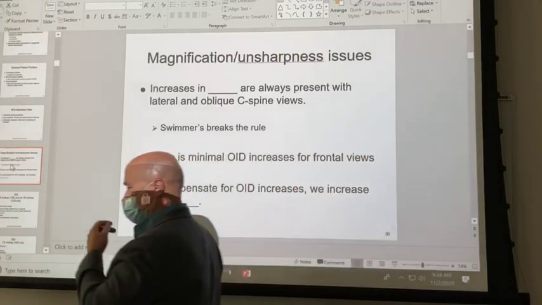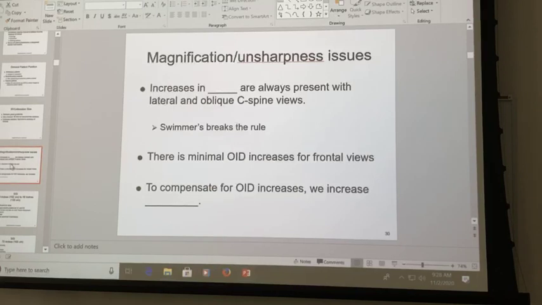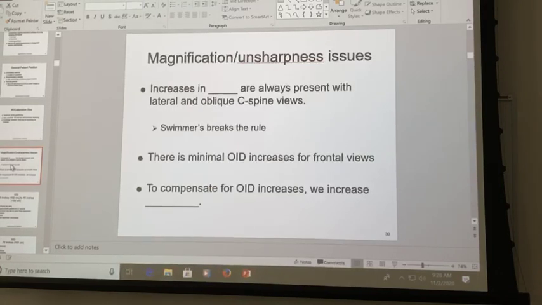Y'all talked about magnification and sharpness in training class? Yeah, in imaging? Yeah. All right.